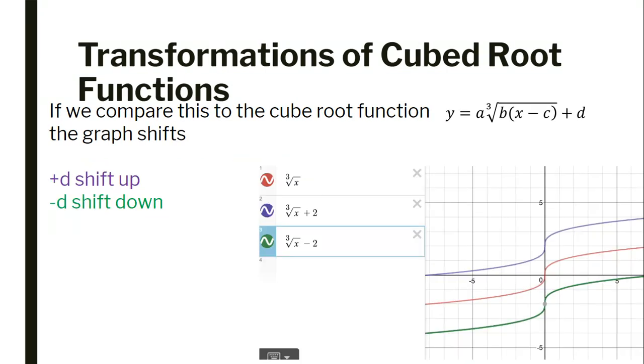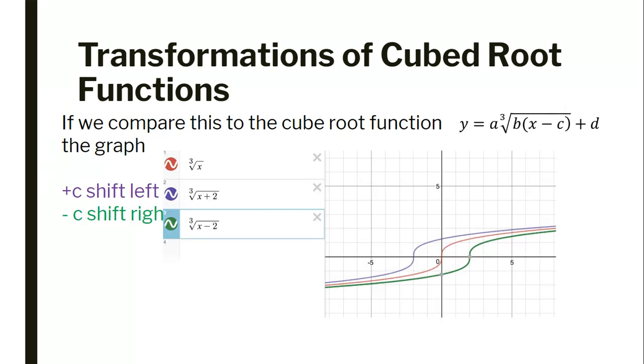Now D shifts it up and down as always. Pause here if you need to take some notes on that. C shifts it left and right as always. Again, if you have a B value, you want to factor it out before you evaluate. Shifts left and right.